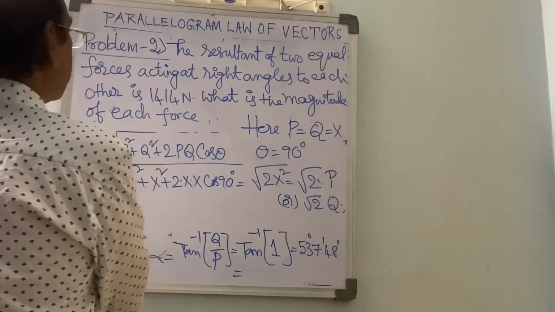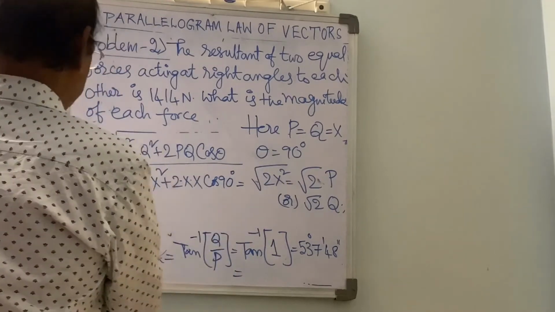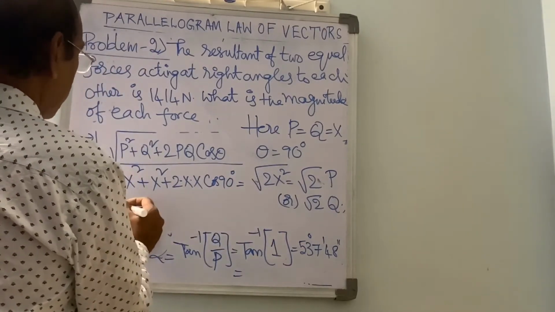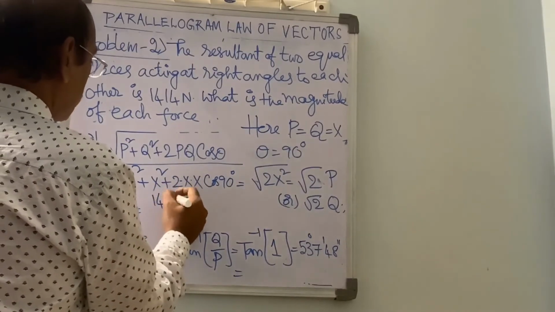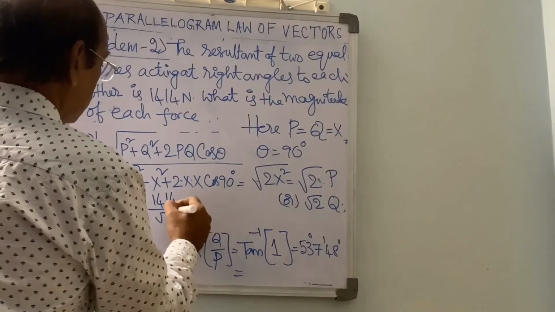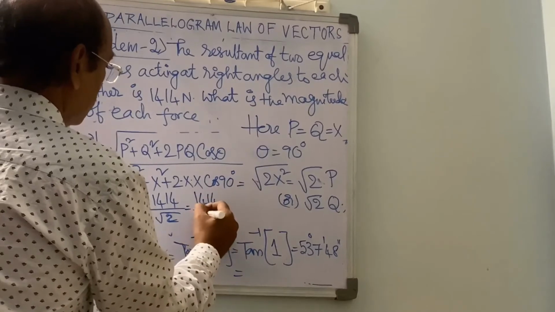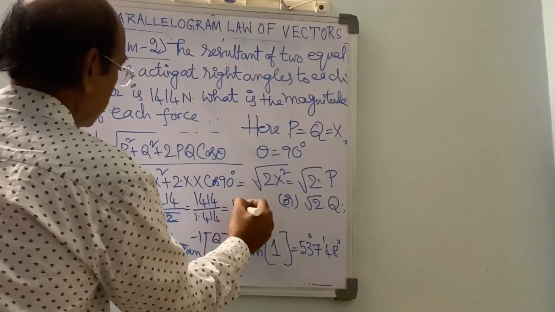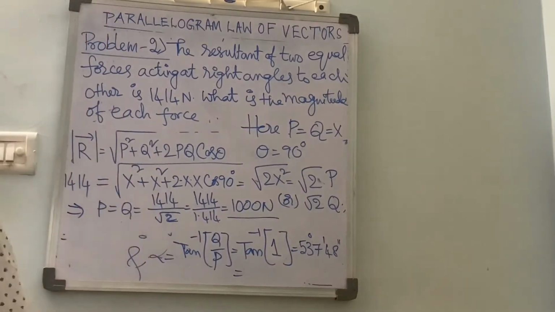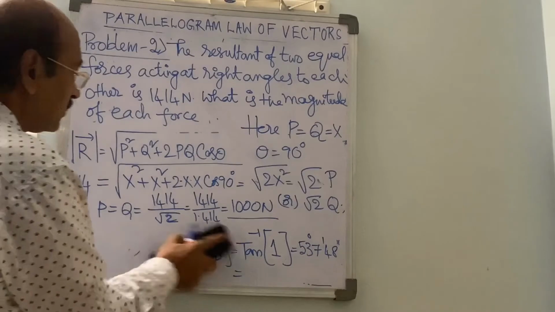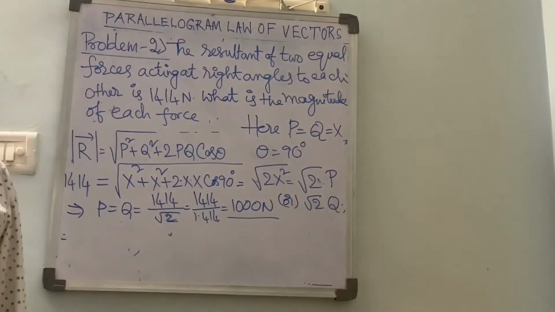Here the resultant is 1414. So P or Q is equal to 1414 by root 2, equal to 1414 by 1.414, that is equal to 1000 Newton. Therefore, the first force or second force, as both are equal, its value is equal to 1000 Newton.